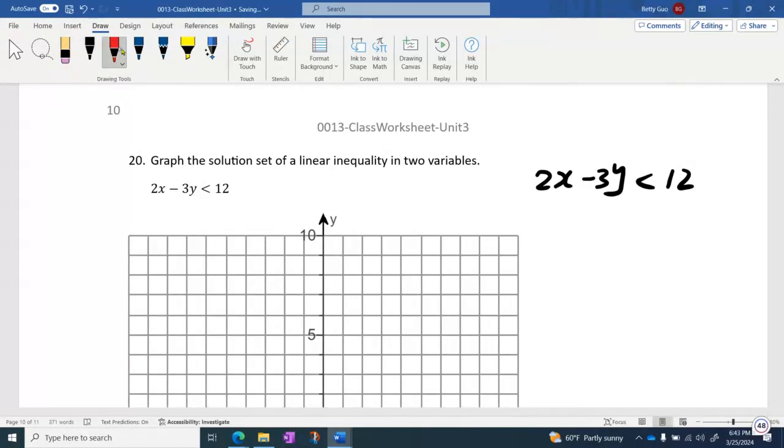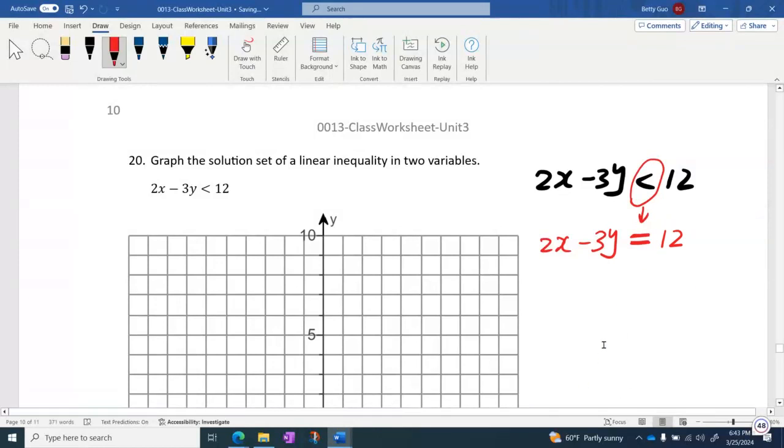This is what we do, okay? We are going to remove the inequality symbol and change it to an equal sign, and then we are going to create an equation. We're going to copy the left side, 2x minus 3y, and then copy the right side, 12. Look at the red equation. We got this equation by changing the inequality symbol to an equal sign.